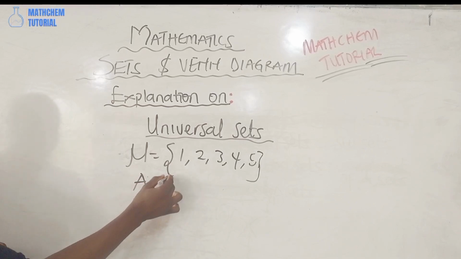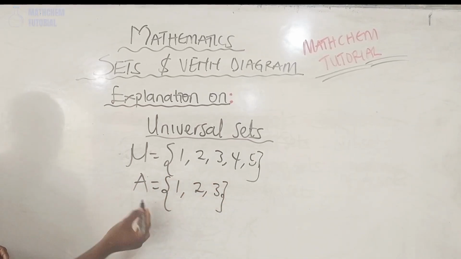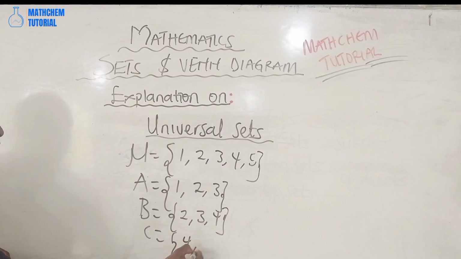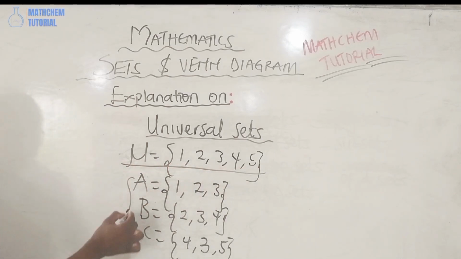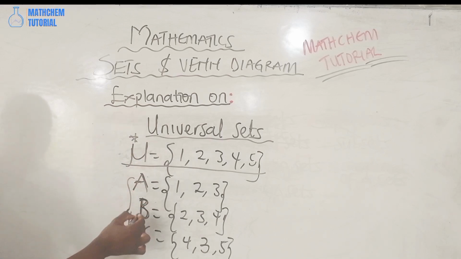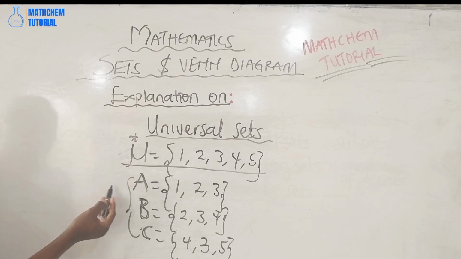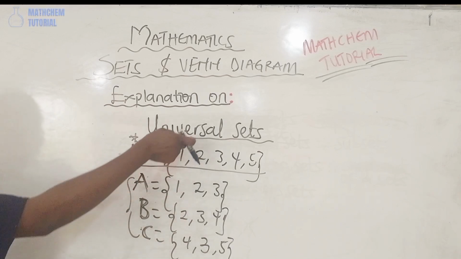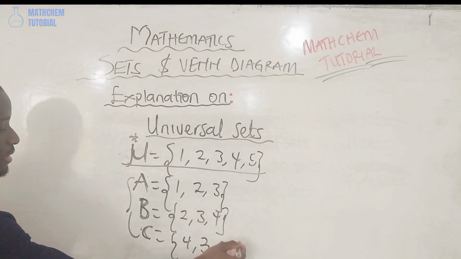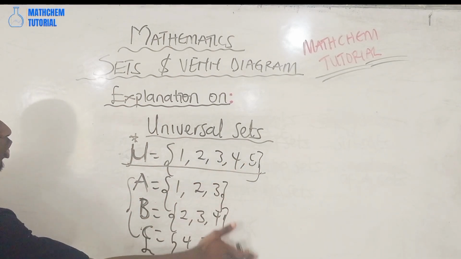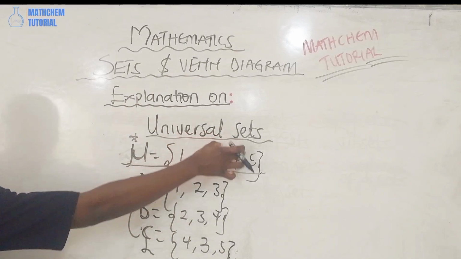So for subset A, we have 1, 2, 3. You can also have subset B as 2, 3, 4. Also subset C as 4, 3, and 5. So you can have a single universal set with a lot of subsets. This symbol only stands for the universal set, while capital letters A, B and C represent subsets, like subtopics, whereby the universal set represents the topic. A subset is derived from the universal set. If I now write 6 here, I would have violated what a subset is all about, because 6 is not among the universal set. So all elements in a subset will not go beyond the universal set, and that is what we call a subset.